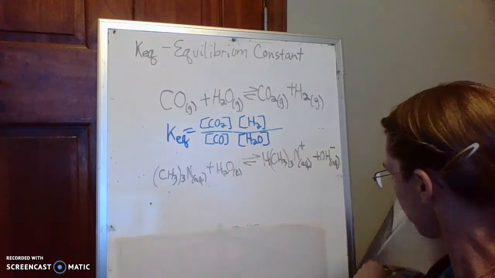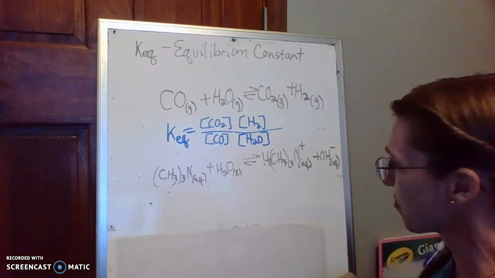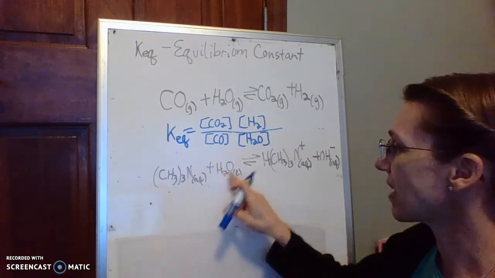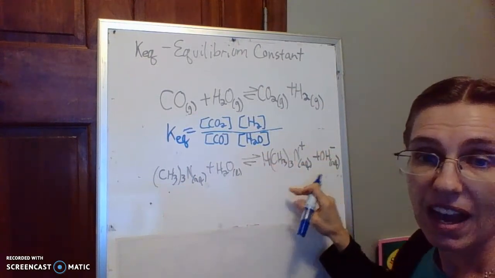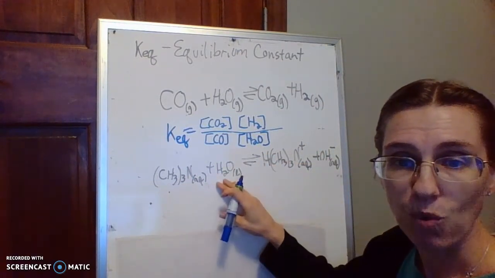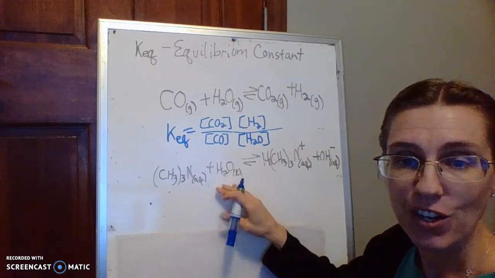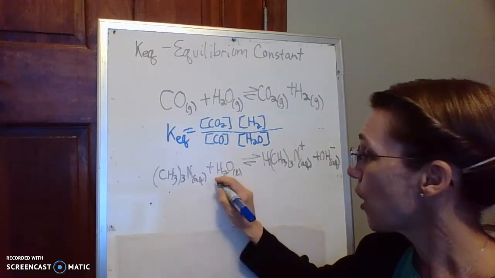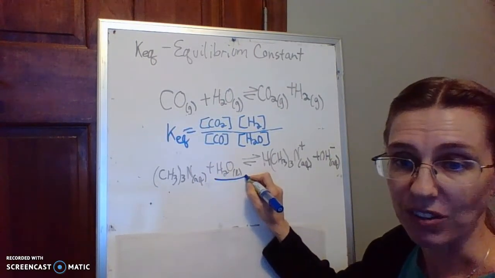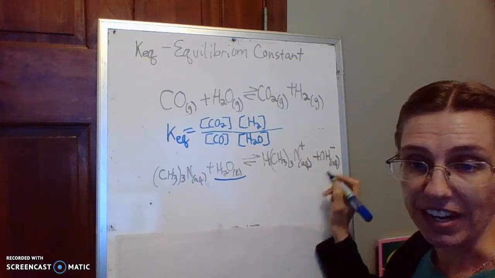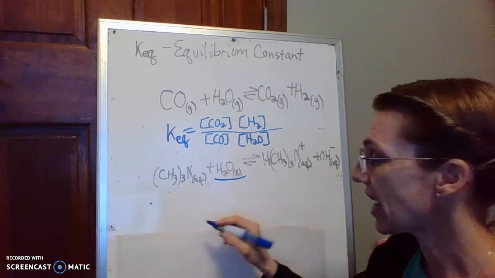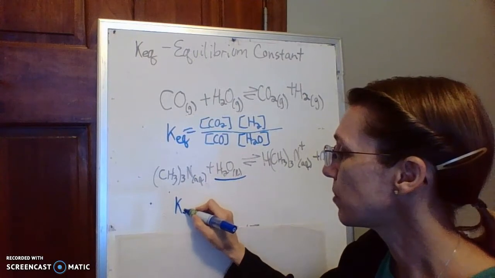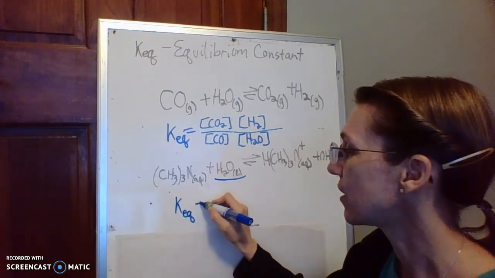Let's try another one. Now this one's a simple one too. All the coefficients for the balanced equation are 1. However, this time we have one that is a liquid. So the aq fits, but the liquid has to be left out. Here's another aq and another aq. Okay, so let's do the Keq, and we only put the gases and the aqs in there.